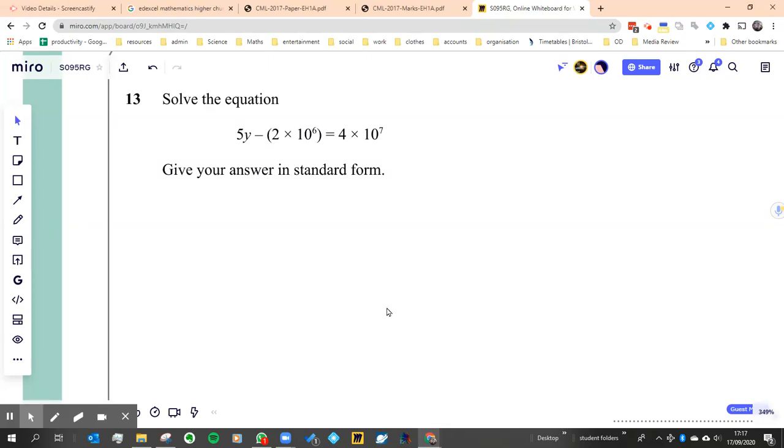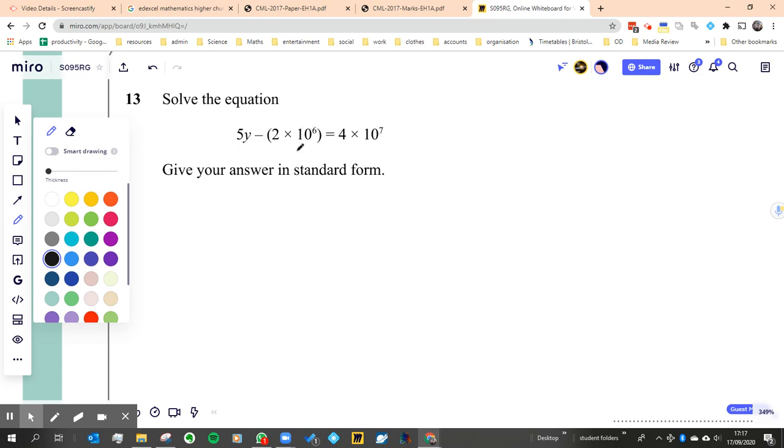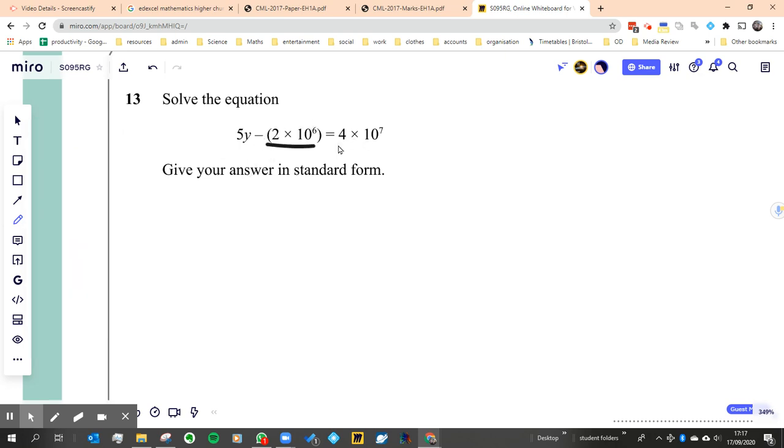So what have we got? We've got a standard sort of question where 5y minus something equals something. Now, it looks hard when you first look at it because it looks a bit more complicated. But really, this is a number, and this is a number. So if it was something much more normal, let's say 5y minus 2 equals 4, that would be a bit easier, wouldn't it?